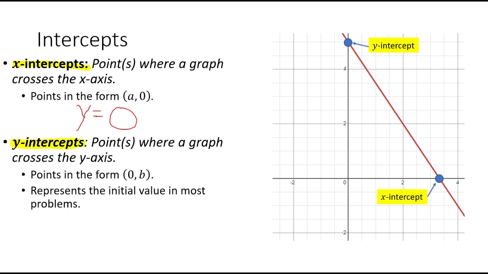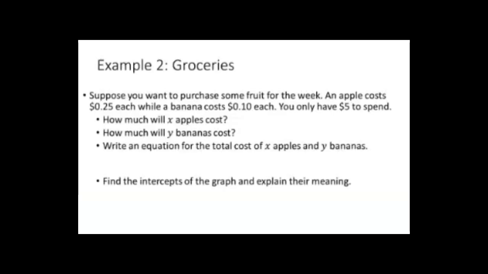Y-intercepts are points where the graph crosses the y-axis. Now, points on the y-axis are in the form of (0, b), so we can find y-intercepts by setting x equal to 0 and solving any equations we need to. In this problem here, suppose you want to purchase some fruit for the week. An apple costs 25 cents each, and a banana costs 10 cents each. You only have $5 to spend.